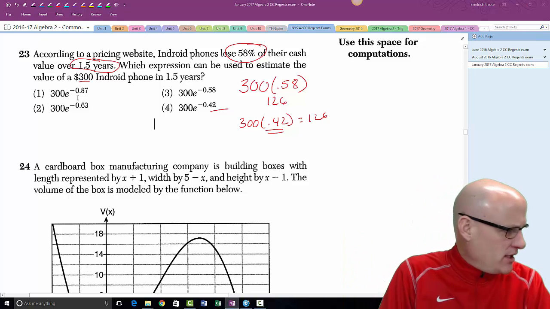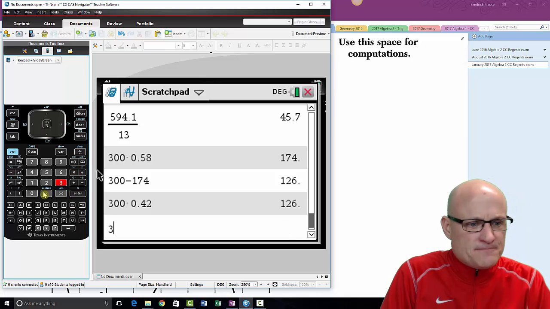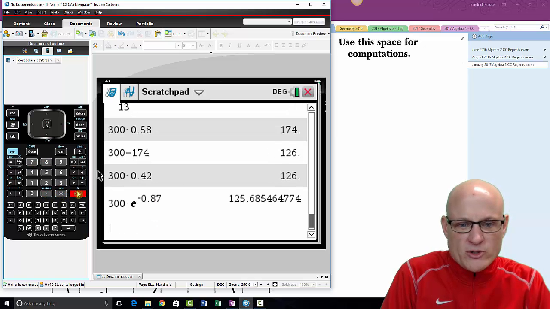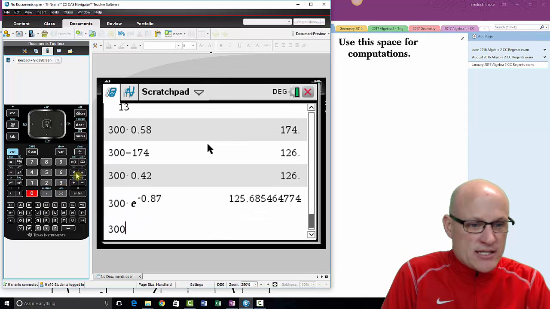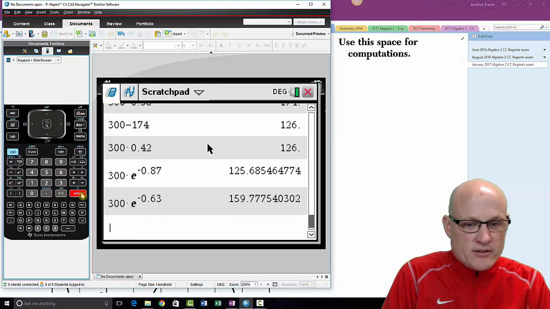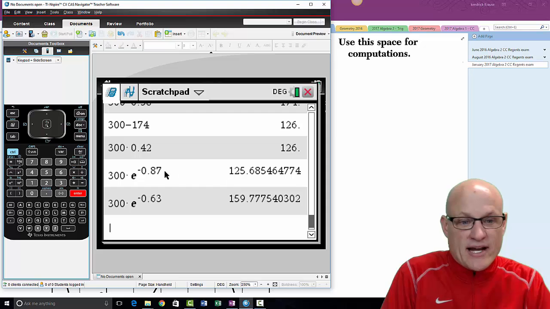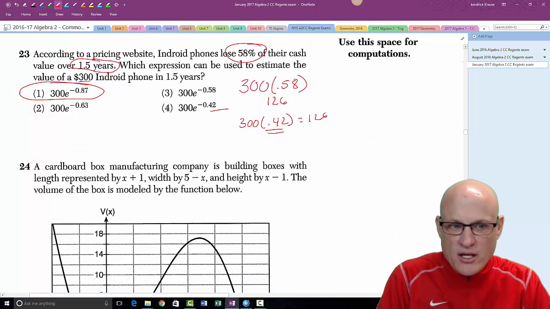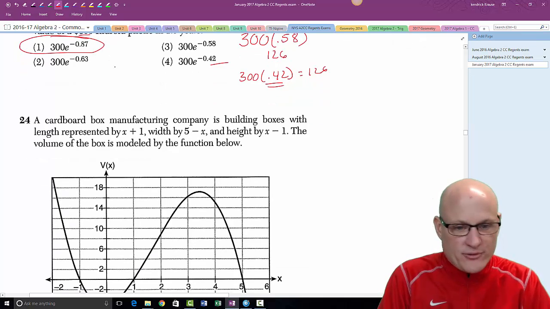So I'm going to type in 300 times e to the negative 0.87. 125.6. I'm going to guess the other one is going to be 174. Yeah, I'm sure the other one's going to be 174. 300 times e to the negative 0.63. And there's the one. Oh, no, it's not even 174. So the answer is choice 1. This one here will have about $126 left over. Not an easy question, but not bad.